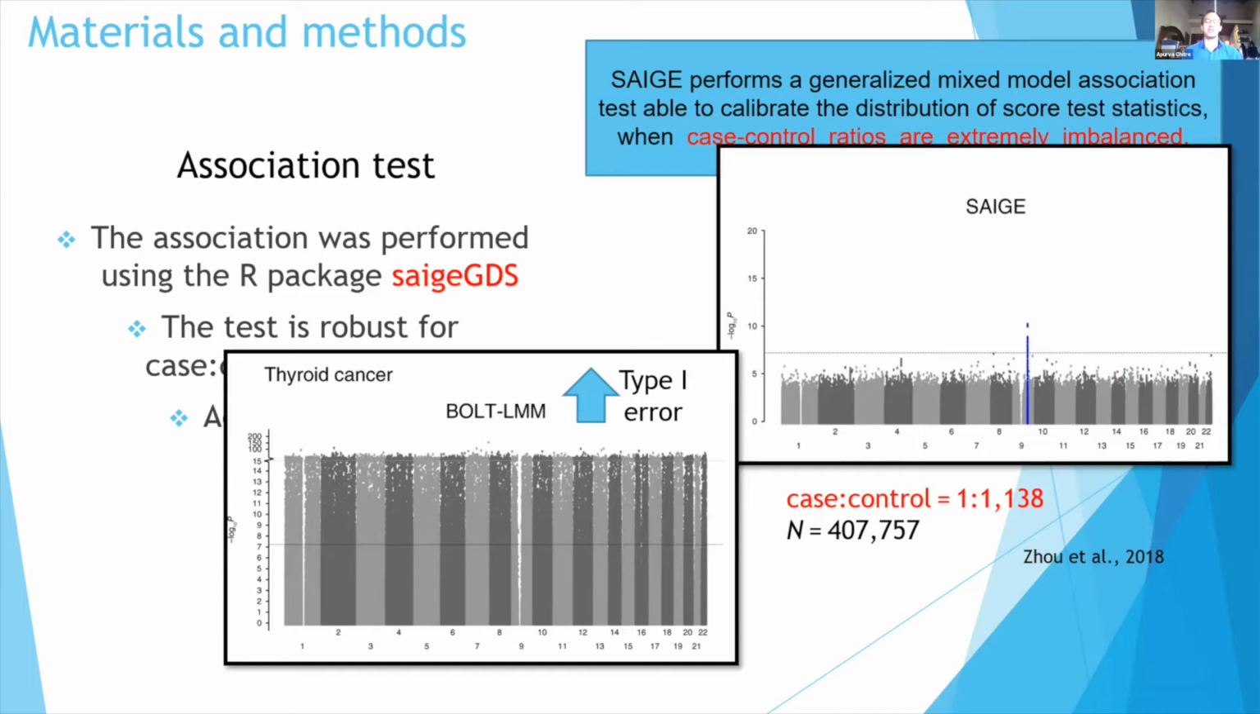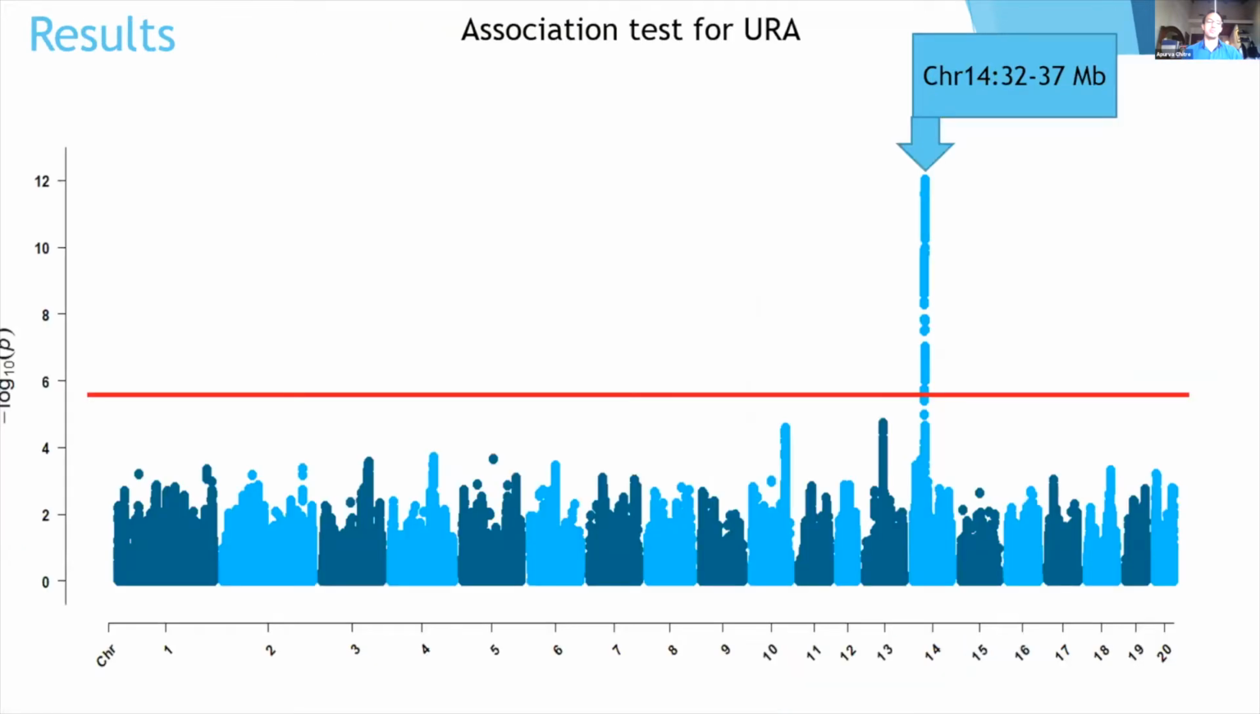As you can see here, the former is unable to control type 1 error. You can see an increased rate. On the other hand, SAIGE is able to control this error, and it's able to pinpoint highly significant QTLs associated with this type of phenotype. This representation is showing thyroid cancer, a phenotype with a very skewed imbalance: 1 case in 1,134 controls.